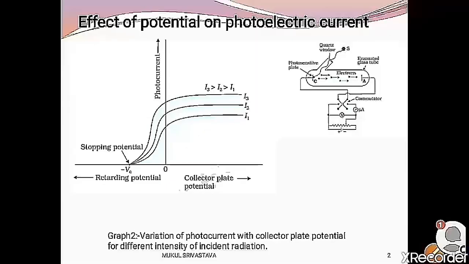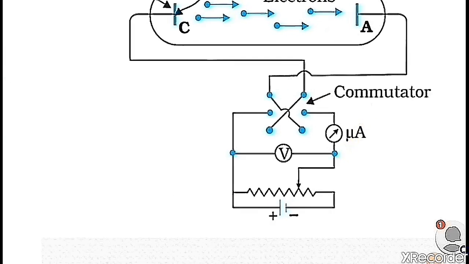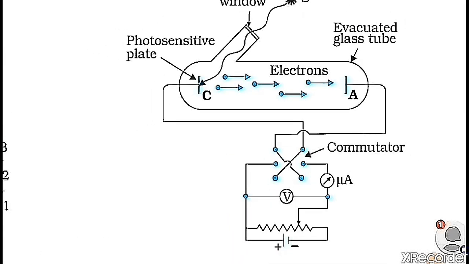Now we are going to discuss the effect of potential on photoelectric current. According to this experiment, when plate A is at some positive potential with respect to the plate C, we find that when you vary the positive potential of the plate A and simultaneously measure the photoelectric current each time, the photoelectric current increases with the increase in positive potential of A.